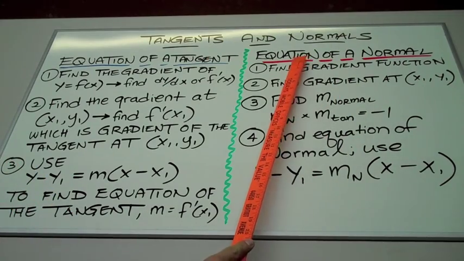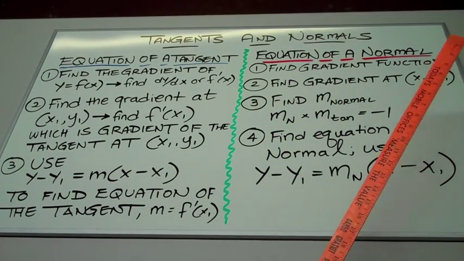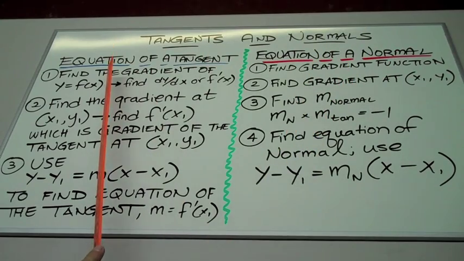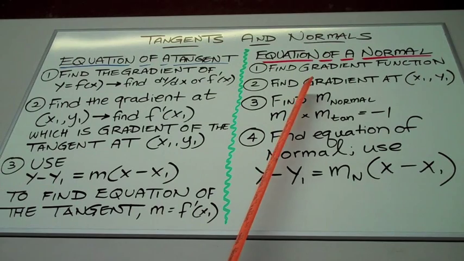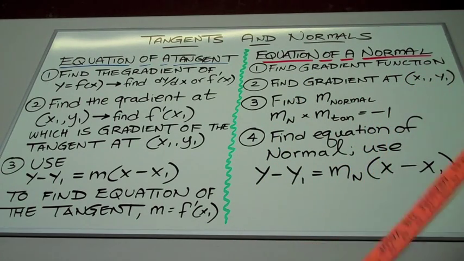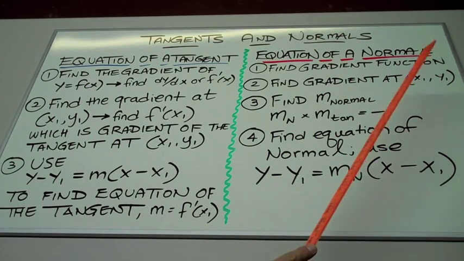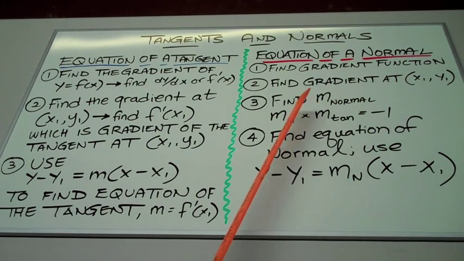The process for finding the equation of a normal is very similar. There's only one extra step. The first step is the same. Find the gradient function. You have to find f'(x). Find the gradient at x1, y1. In other words, you have to find f' at x1. The tricky step here is to find the slope of the normal.